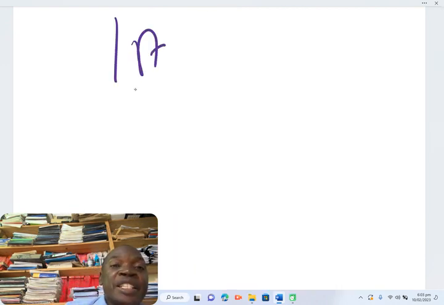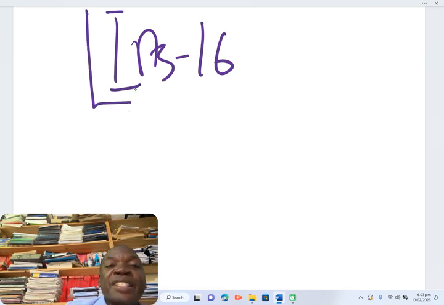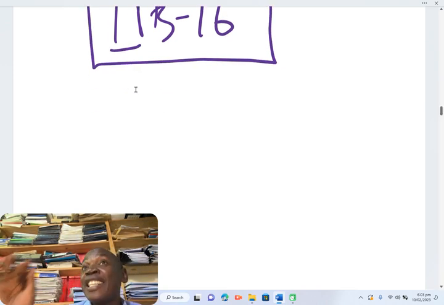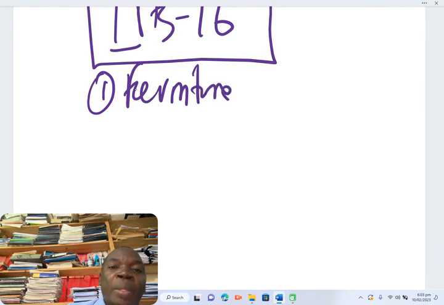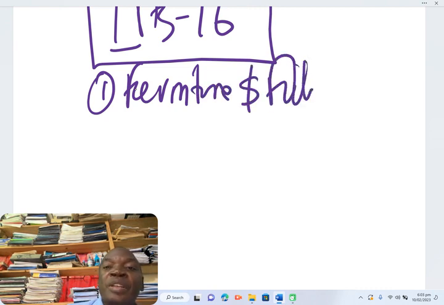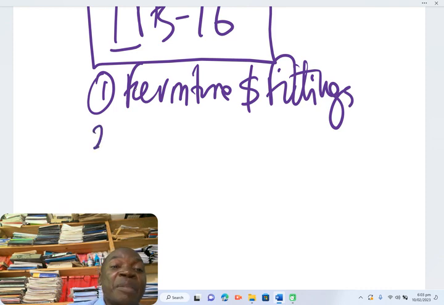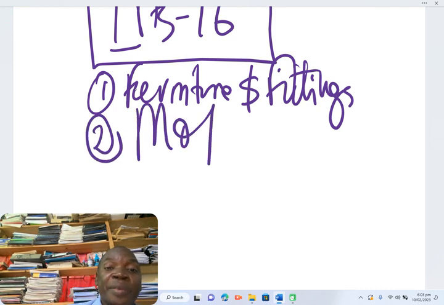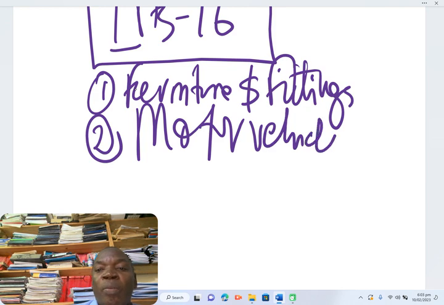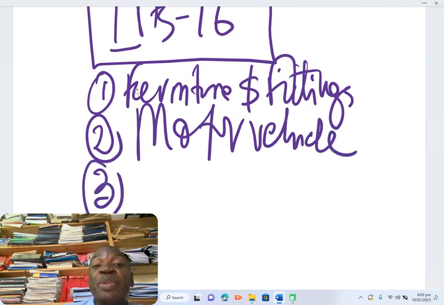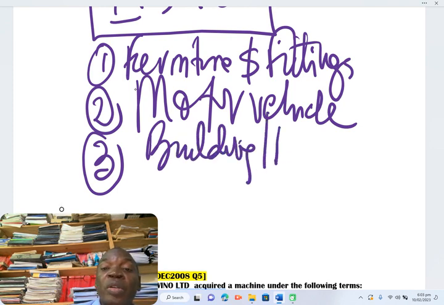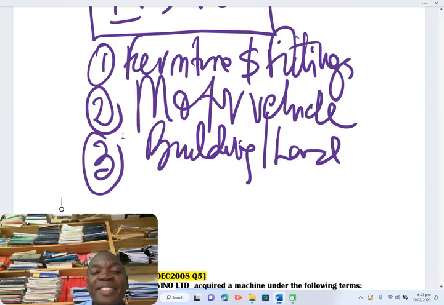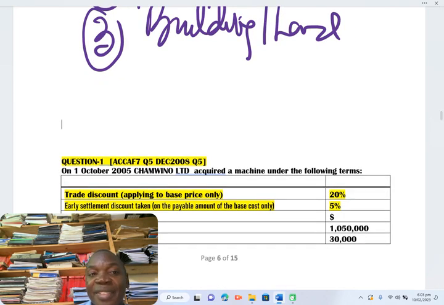So IS 16. Now you can understand. This composes if you own an asset and use it. Examples of assets: one could be furniture and fittings. Number two, it could be motor vehicle. Number three, it could be building or land. You see how it works now. Another asset?